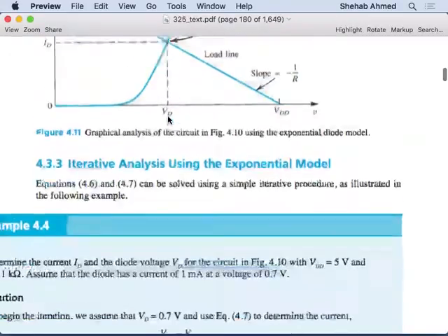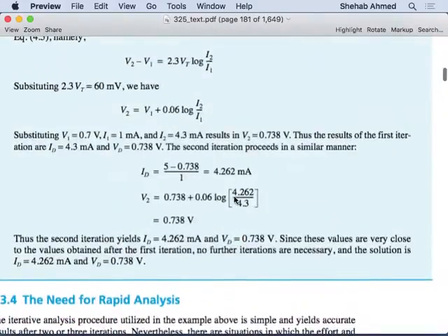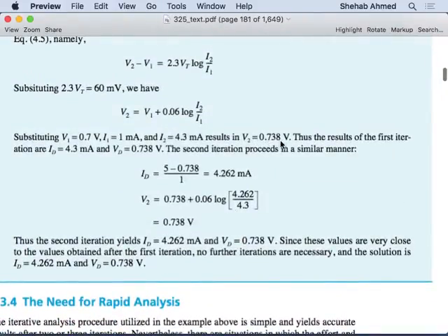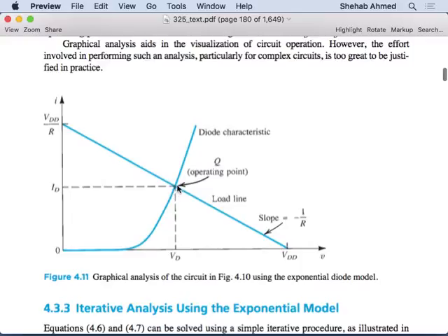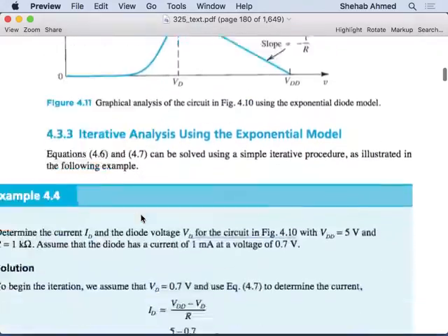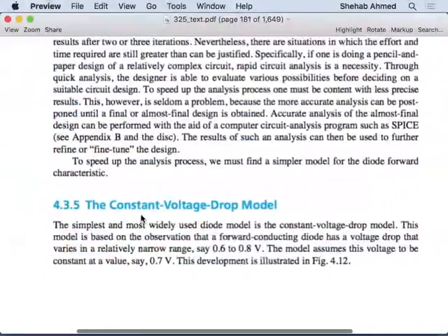You're close enough because you got a voltage of 0.738. You initially had 0.7, you got a current of 4.262 milliamp, and you initially estimated 4.3. Fine. So use your latest guess: ID is 4.262 milliamps and VD is 0.738. So this operating point is ID of 4.262 milliamp and VD of 0.738 volts. Okay? Graphically or numerically, that's this example.